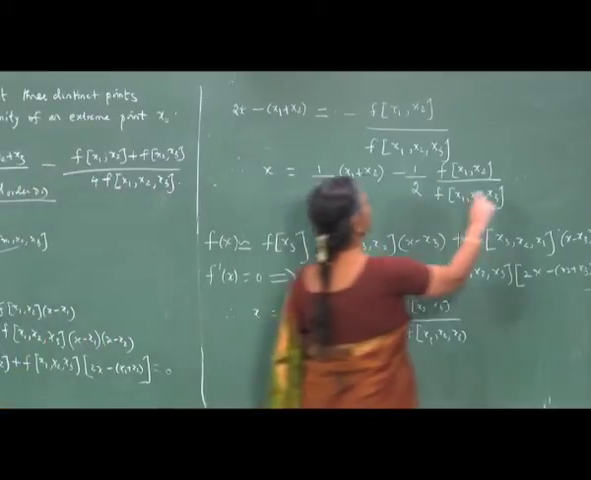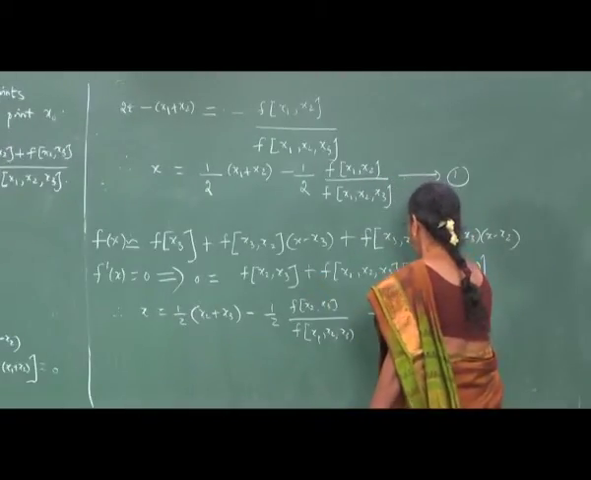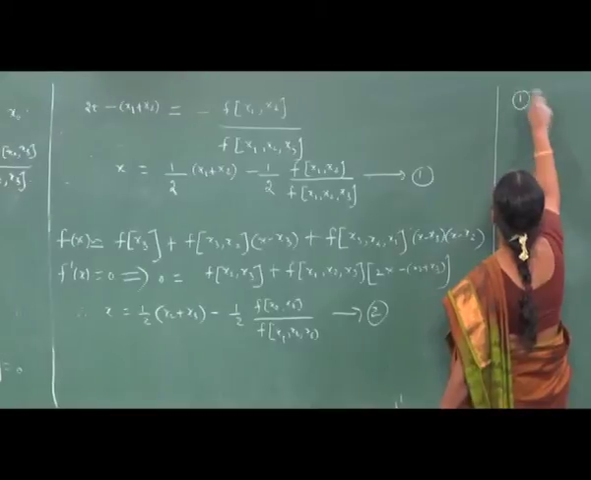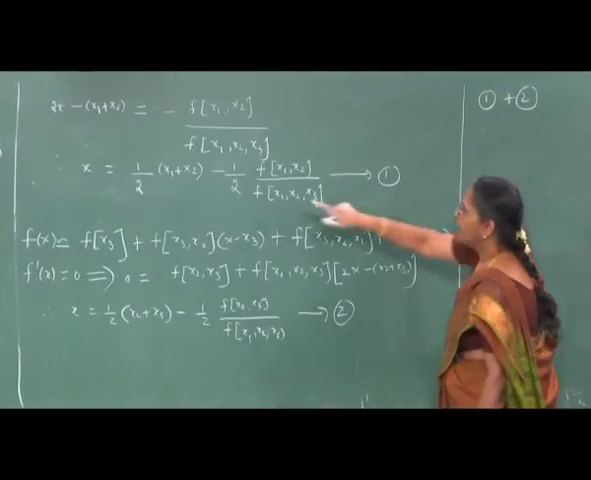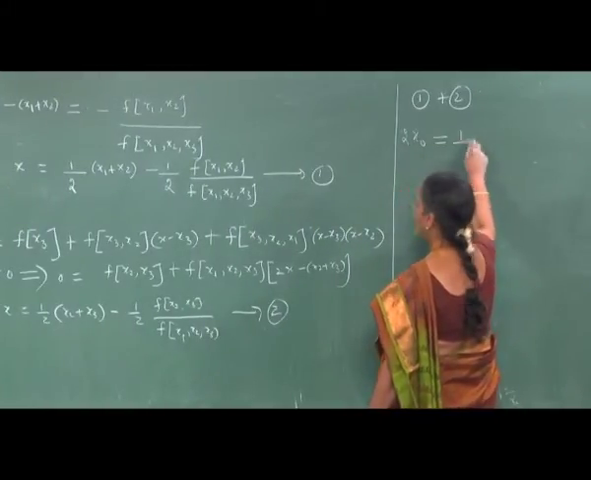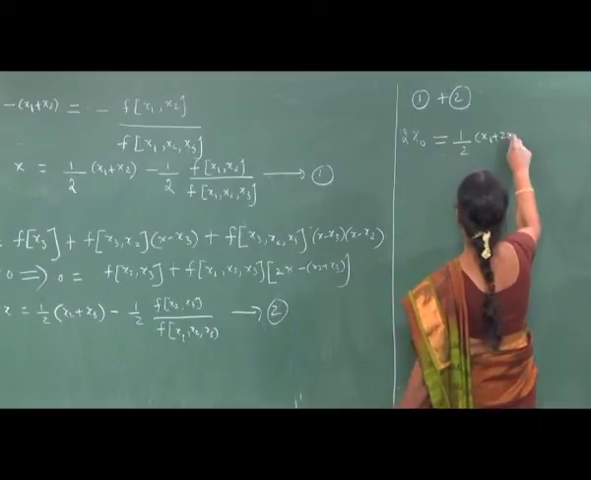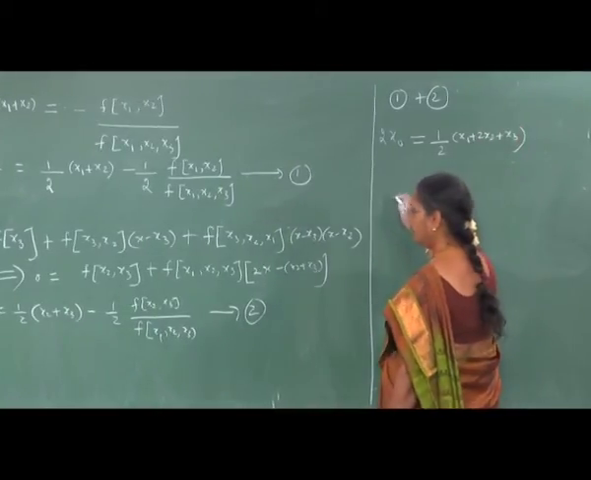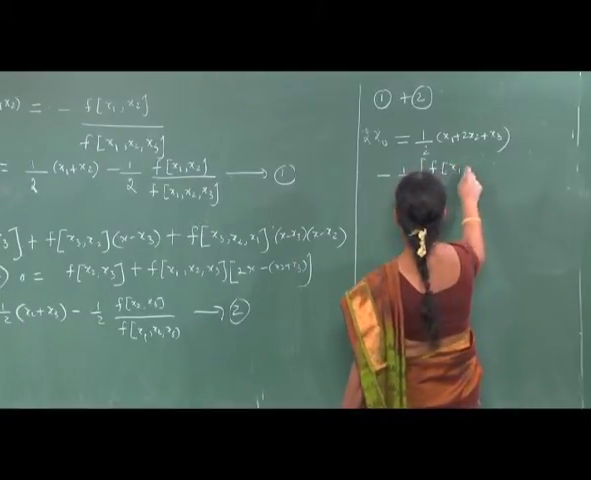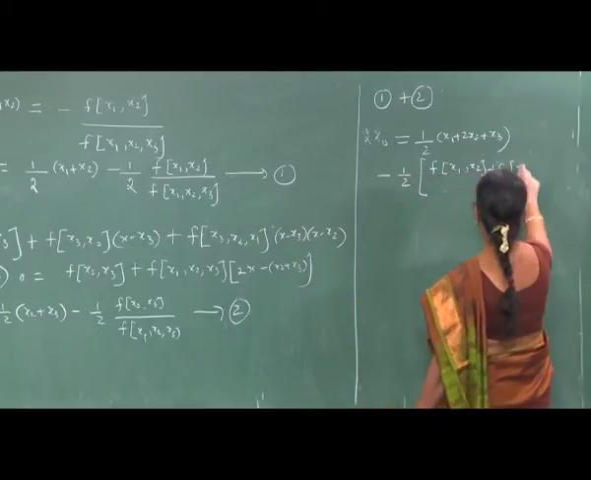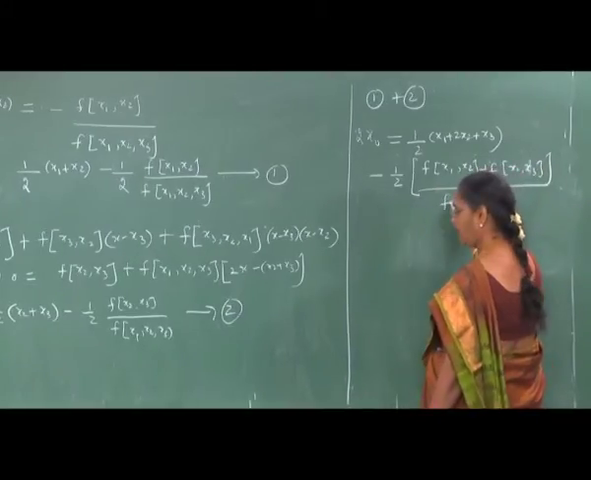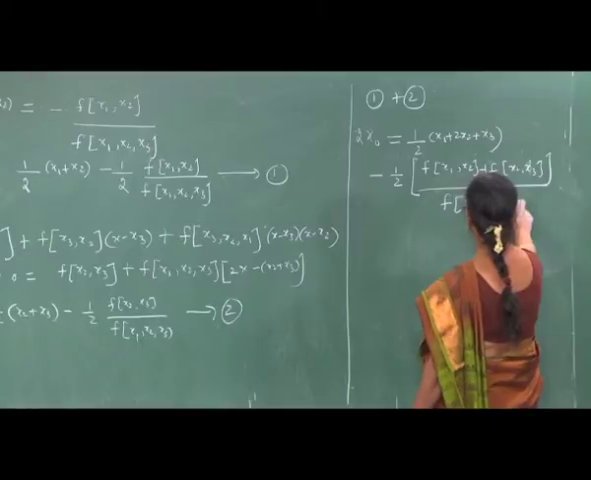So, if I call this as say result 1 and this as result 2, I use both these results 1 and 2, and that will give me 2 times x naught to be equal to half of x1 plus 2x2 plus x3 minus half of f of x1, x2 plus f of x2, x3 divided by f of x1, x2, x3.